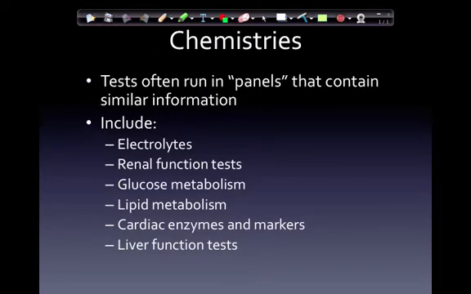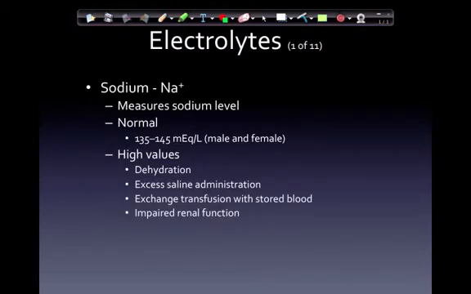Chemistries. The tests are often run in panels that contain similar information. They include things like electrolytes, renal function, glucose metabolism, lipid metabolism, cardiac enzymes and markers, and then liver function tests. This is going to be the start of the electrolyte series, and first of all, we're going to talk about sodium. Sodium is essential in anything that we would do that would require energy, the sodium-potassium pump being an example of this. It measures the sodium level in the system.